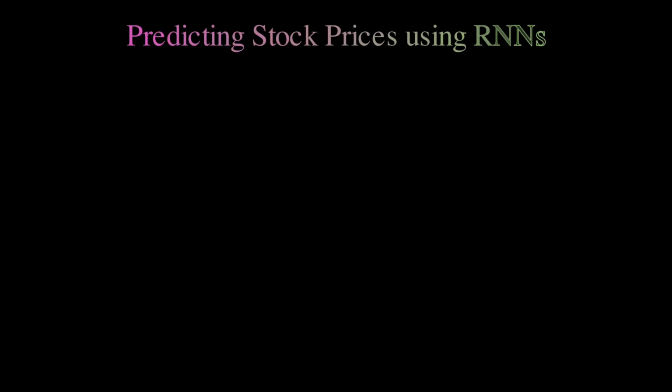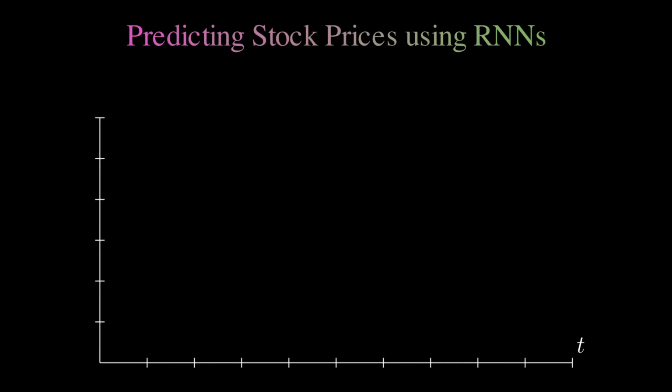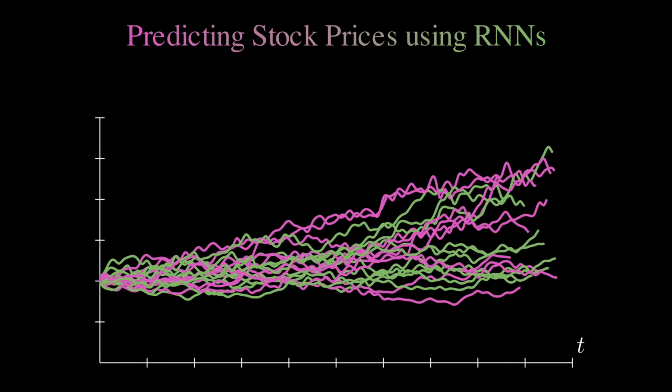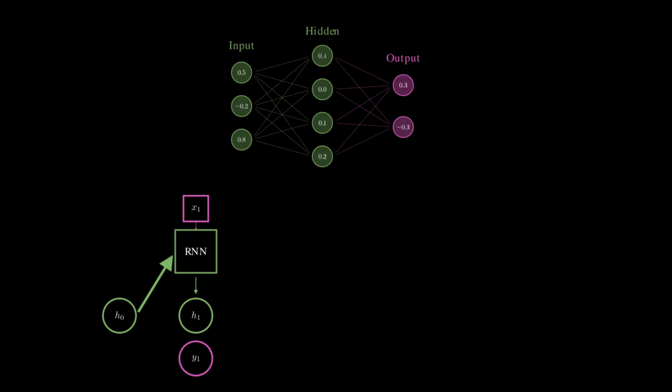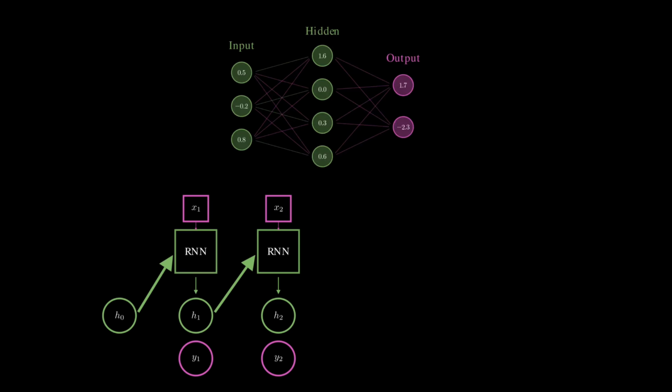Hello everyone and welcome to our new video, predicting stock prices using recurrent neural networks. Have you ever wondered how AI can predict stock prices? One of the key tools in deep learning for time series prediction is the recurrent neural network, or RNN. In this video, we'll break down what RNNs are, how they work, and why they're used in stock market predictions.